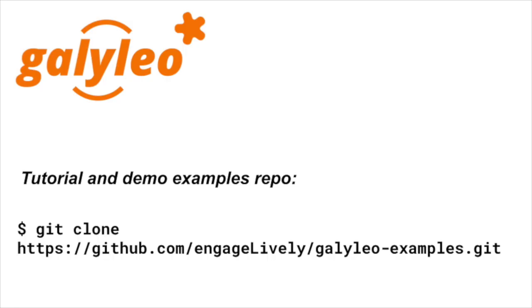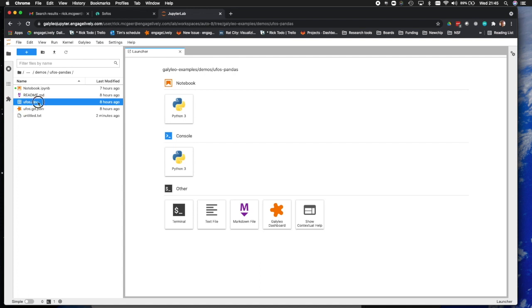If you want to follow along with this tutorial, it is in the examples repo at github.com/engagelively/galileoexamples.git, and it is in the demos/UFOs Pandas folder. Now we're going to go about building the dashboard.